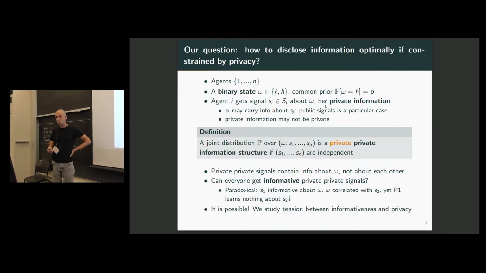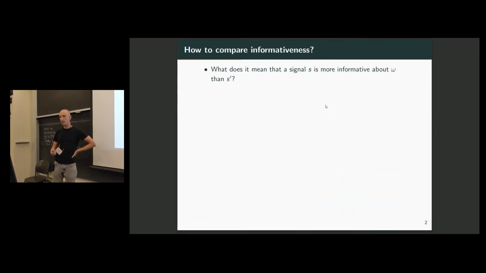Despite this intuition, we will see that it is actually possible, but the intuition is correct in the sense that there is a tension between informativeness and privacy. Our goal is to understand what the most informative signals are, given this privacy constraint. So what do I mean by most informative? How to compare informativeness?